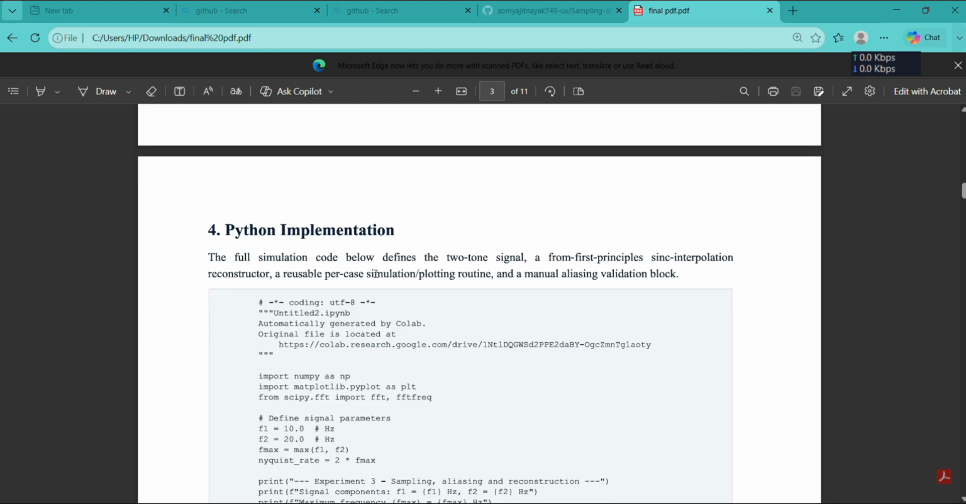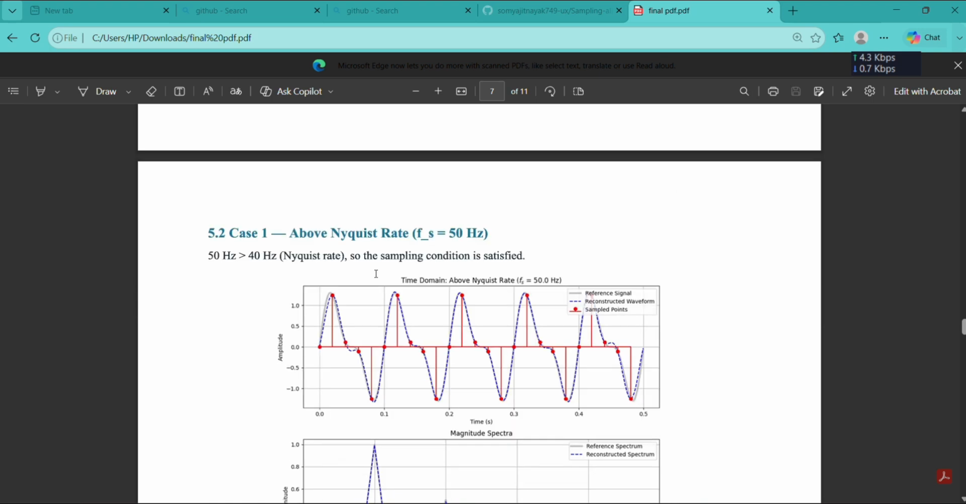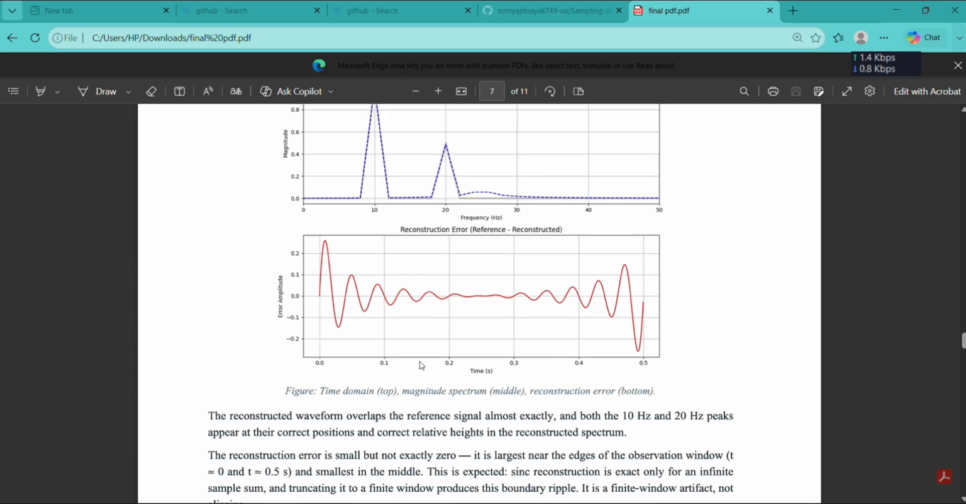You can see the below three cases. The first case is above the Nyquist rate, at 50 hertz, above the limit. And exactly as you would expect, the reconstructed signal, the blue color, sits right on top of the original. But here is a small thing I noticed that I didn't expect. The error is not actually zero even here, and you can see the error plot.